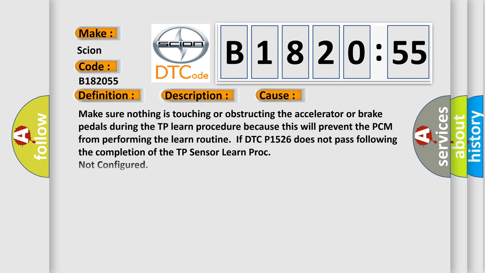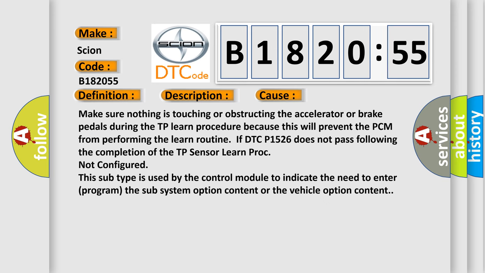This diagnostic error occurs most often in these cases. Make sure nothing is touching or obstructing the accelerator or brake pedals during the TP learn procedure, because this will prevent the PCM from performing the learn routine. If DTC P1526 does not pass following the completion of the TP sensor learn procedure: not configured. This subtype is used by the control module to indicate the need to program the subsystem option content or the vehicle option content.